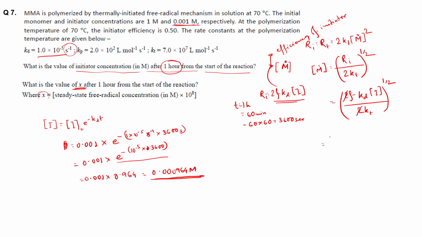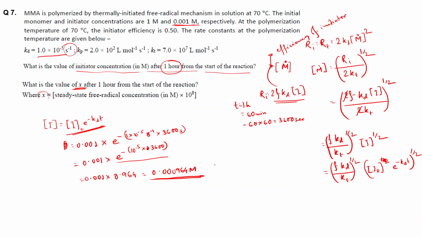It will cancel out, right? So (f kd by kt) to the power half, and here is [I] to the power half. So [I] is actually this one, right? So if you do it, (f kd by kt) to the power half, and here [I] naught to the power half, and e to the power minus kd t to the power half. So now we have to put everything here. The radical efficiency is already told to be 0.5.